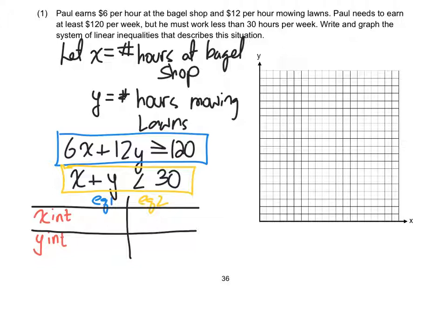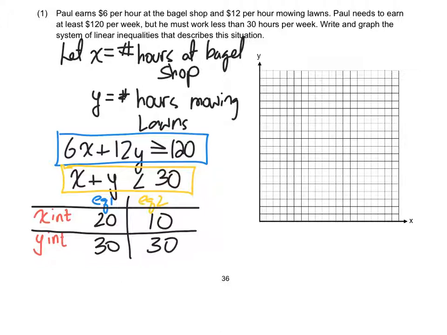So what we do for the x-intercept in my first equation is we just cover the irrelevant variable. So I'm covering my y variable. So I'm solving 6x equals 120. What do I get? 6x equals 120? 20. 12y equals 120? 10. X equals 30? 30. Y equals 30, also 30.